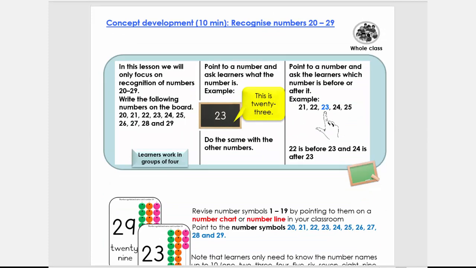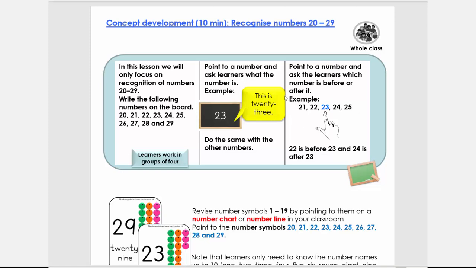Okay, welcome back. So in this lesson, we're only going to focus on the recognition of the numbers between 20 to 29. Remember, they don't have to write it, so we focus on them recognizing it. We're also going to write a number, then we can write it on the board, on a piece of paper, and we're going to point to it and say, this is 23. You're going to do then the same with all the other numbers.